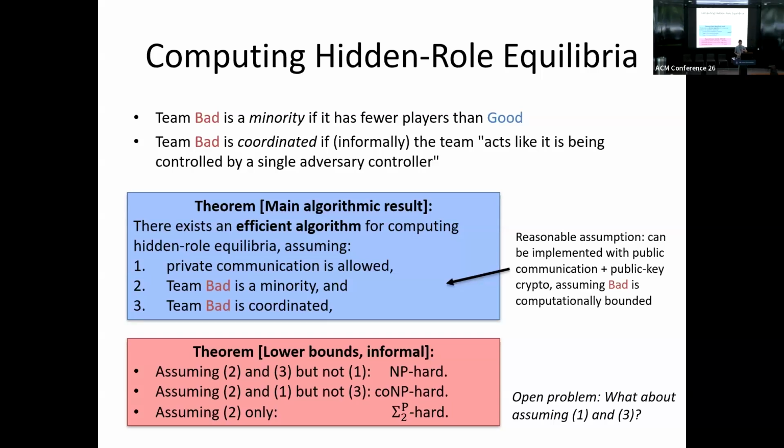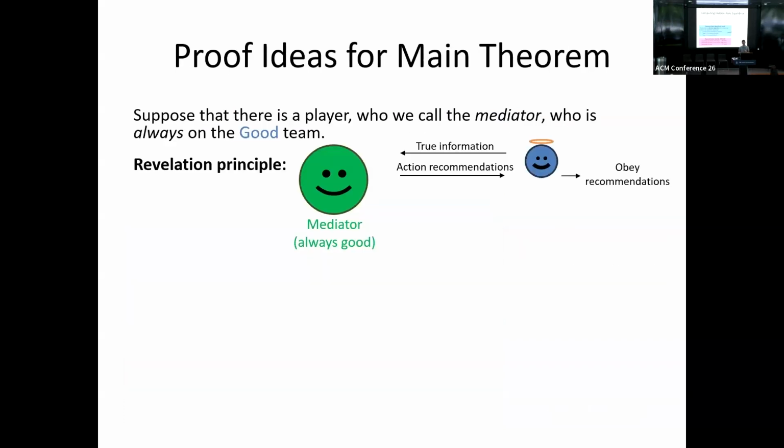It used a lot of ideas from cryptography, some of which I've already sort of alluded to. The first idea is, of course, if I don't allow private communication, I can construct it by public key cryptography. Okay, so first, the first idea is this: suppose that there is a good player, who we call the mediator, who is always on the good team, so guaranteed to be on the good team, and everybody knows this. But the mediator doesn't really do anything else in the game. The mediator doesn't really take actions. The only power the mediator has is that everybody knows that they're good, and the mediator can say stuff. So what should you do with that mediator?